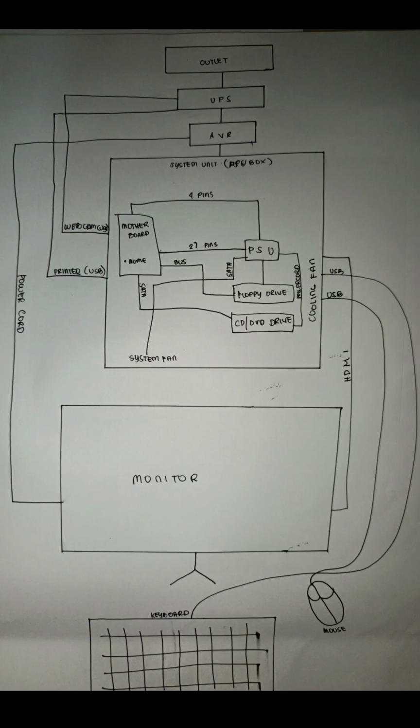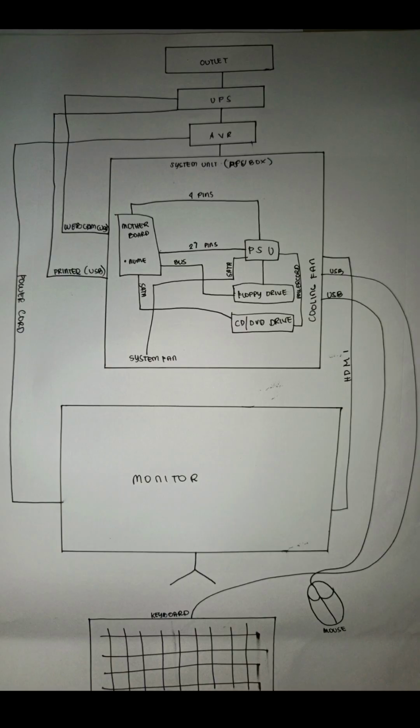Step 2. Inside the system unit, install the motherboard inside the case. Connect the PSU to the motherboard using a power connector like the 4 pins cable. Then connect storage devices, CD, DVD drive, floppy drive to the motherboard using data cables. Connect the power cables from the PSU to each device. Then install and connect the cooling fan.